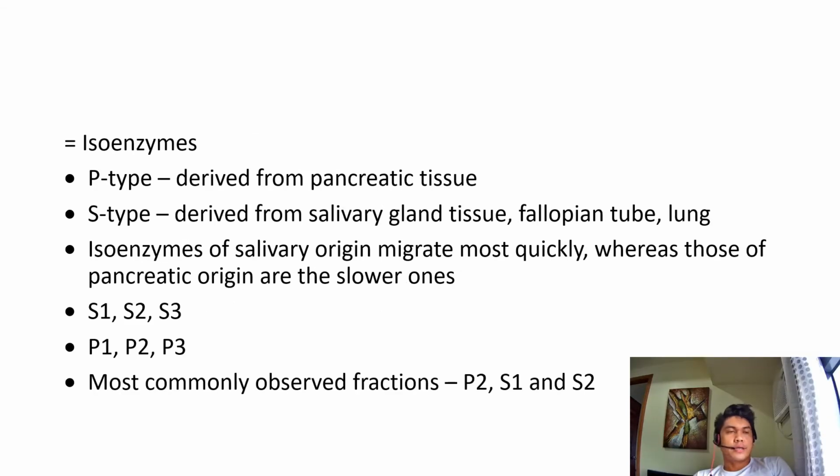Regarding isoenzymes of amylase, you have the P-type and the S-type. P-type is derived from the pancreatic tissue, and S-type is derived from salivary gland tissue, fallopian tube, lungs, and other minor sources of amylase. So P-type is for pancreatic, meaning pancreatic type. S-type is salivary gland type. So isoenzymes of salivary origin.